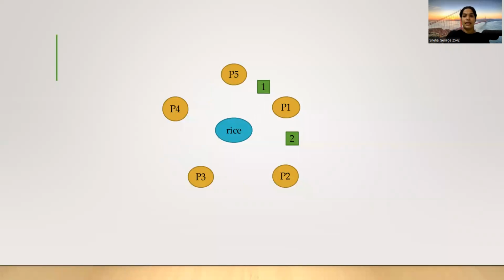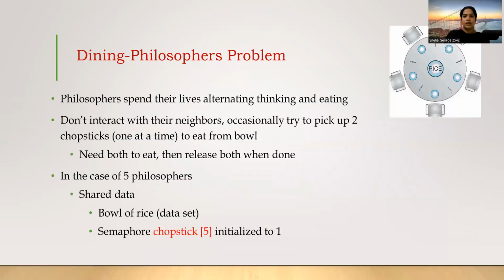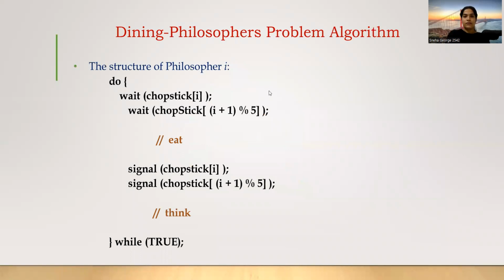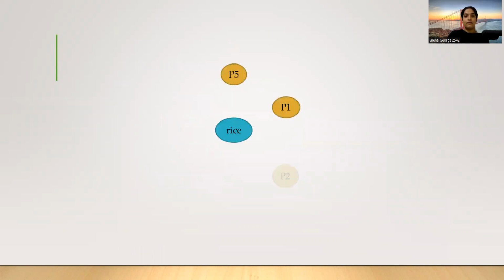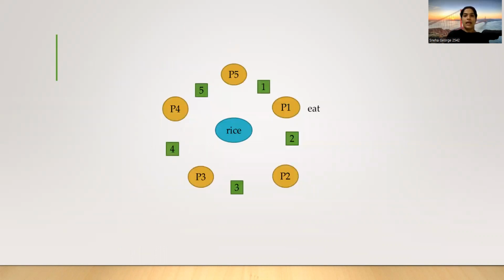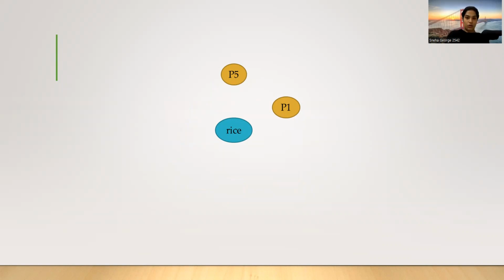So let us see the code for this. Your structure of philosopher i is wait of chopstick of i. So for example, in the diagram there are 5 philosophers and each philosopher will have 2 chopsticks to use. Initially, all the chopsticks will have the value 1. That is, the chopstick semaphore is initialized to 1. So let us see the code.